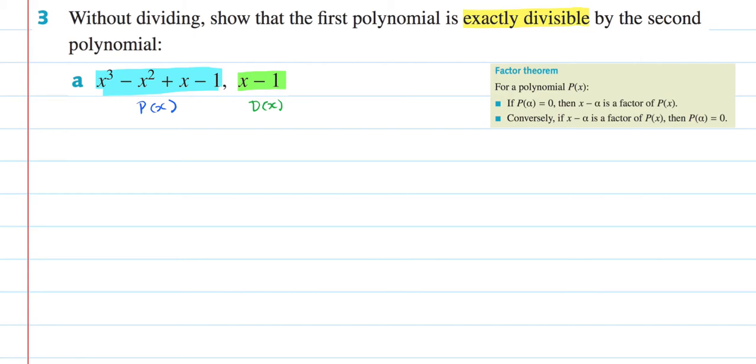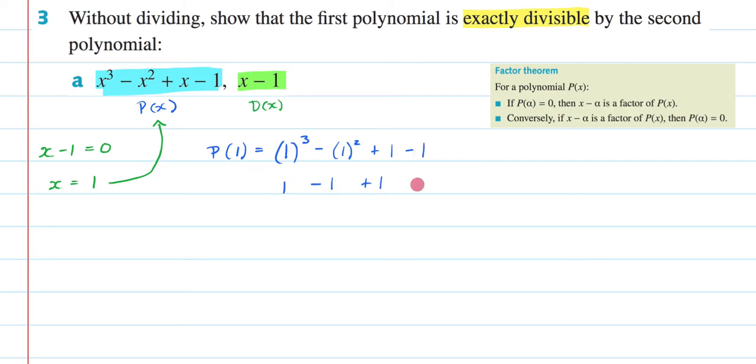So let's now do the same. We're going to take our divisor here, x minus 1, we're going to set it equal to 0, then solve it. So it's going to be x equals 1, then I'm going to put that into my dividend, my p, and then p of 1 is going to be equal to, now I'm going to put that 1 into every time I see an x, so it's going to be 1 cubed minus 1 squared plus 1 minus 1, which is going to wind up being 1 minus 1 plus 1 minus 1.